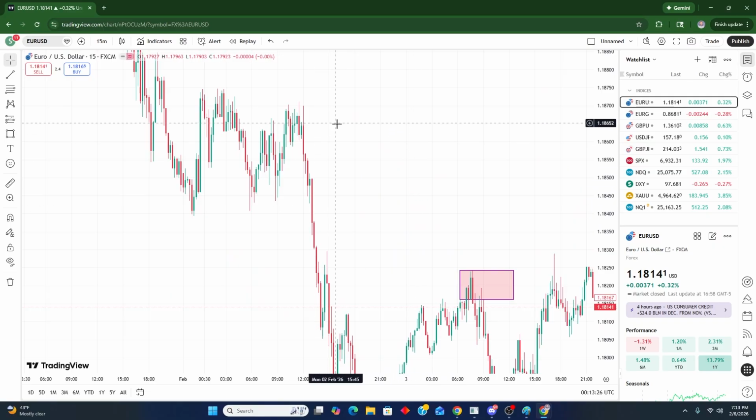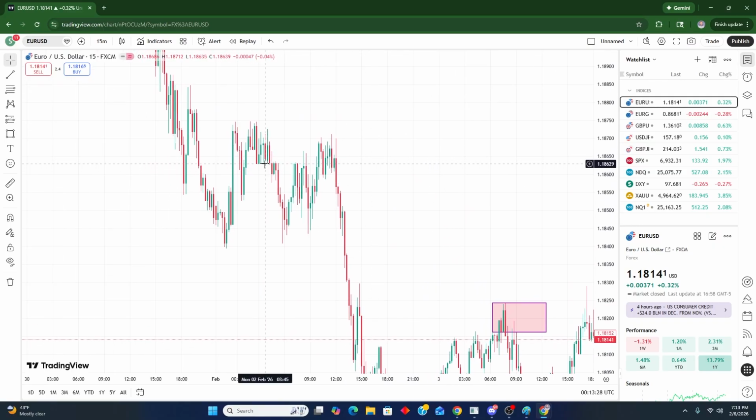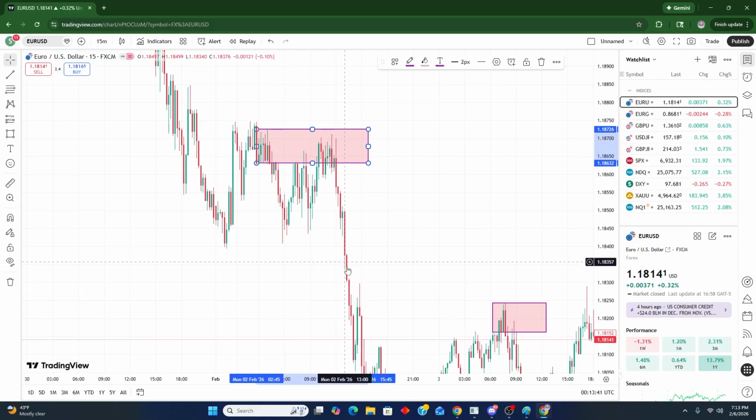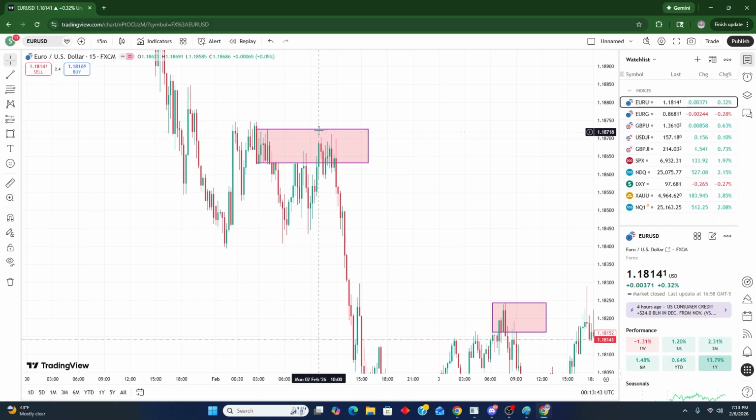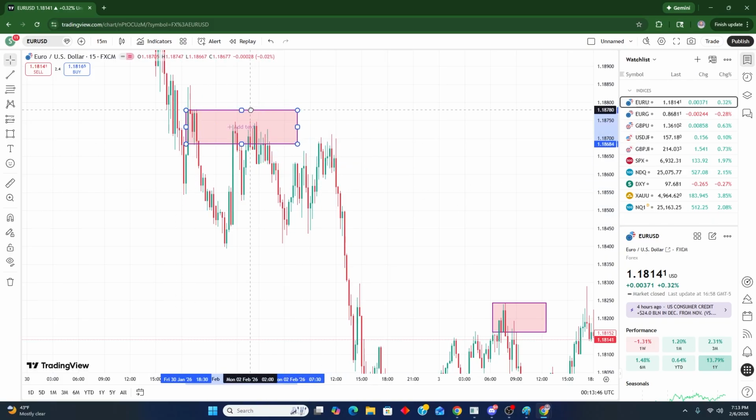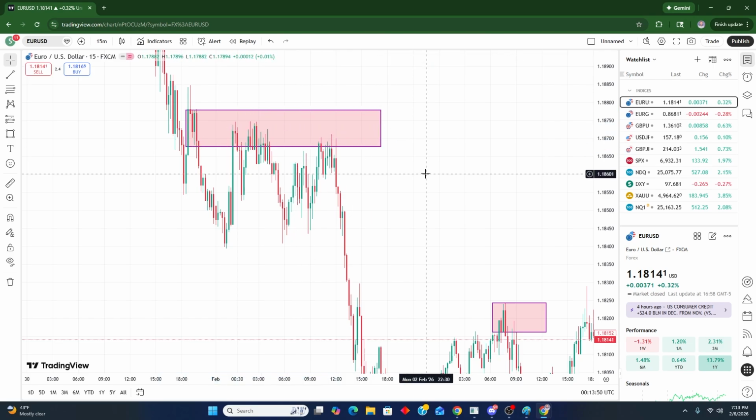And you can find these all over the market. Came in, dropped. Simple as that. And that's how you're going to find what you're looking for. This is Euro USD. You can find this on gold. You can find this anywhere.